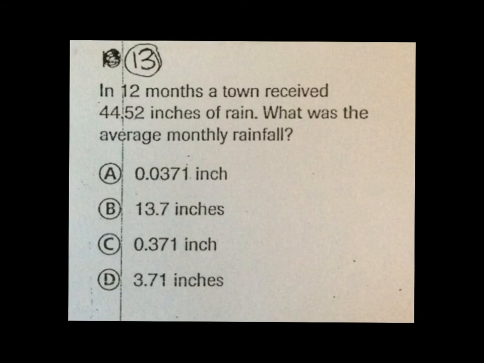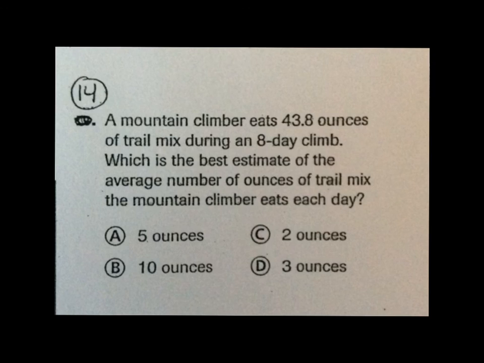Number 13. In 12 months, a town received 44 and 52 inches of rain. What was the average monthly rainfall? A, 371 10,000ths of an inch, B, 13 7/10 inches, C, 371 thousandths of an inch, D, 3 71/100 inches.